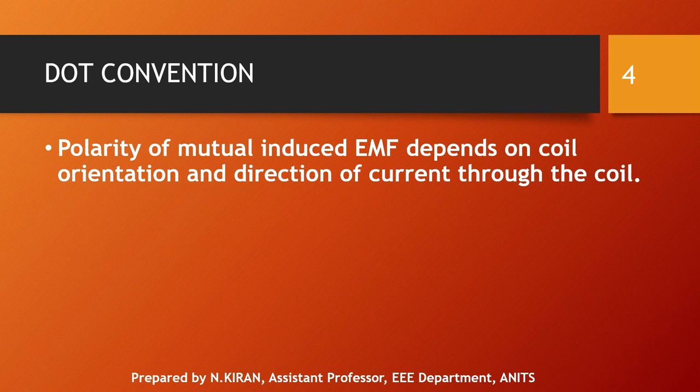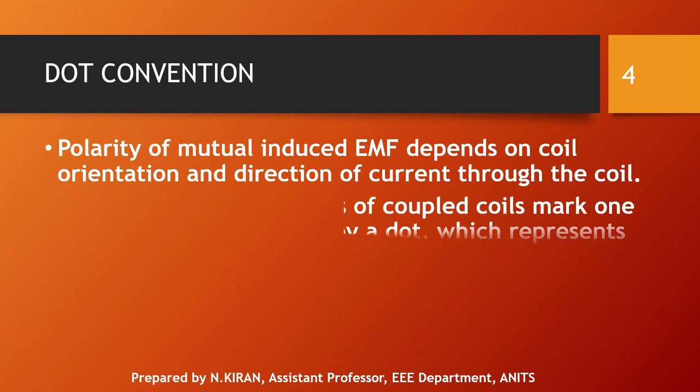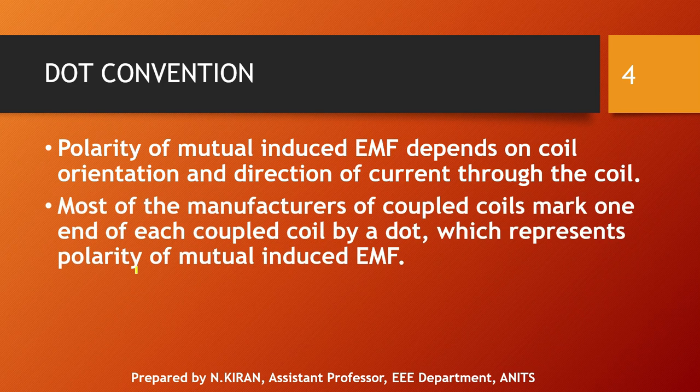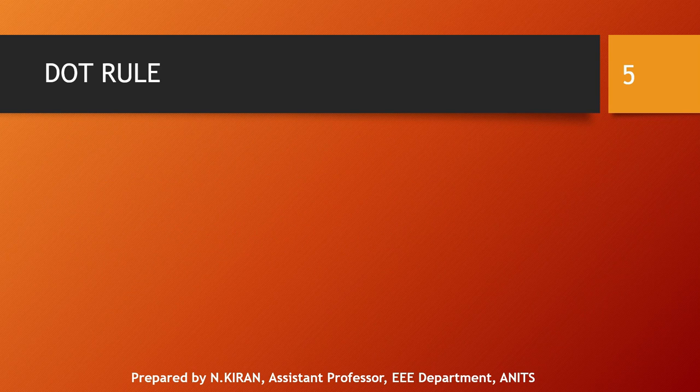The main purpose of the dot convention is to find the polarity of mutually induced EMF, and that polarity can be found depending upon the coil orientation and direction of current passing through it. Most manufacturers of coupled coils mark one end of each coupled coil by means of a dot, and that dot represents the polarity of mutually induced EMF. Using this dot rule, we can easily draw an electrical equivalent of any magnetically coupled circuit.